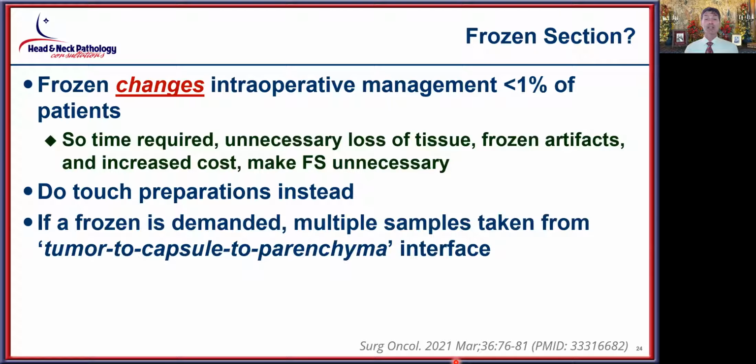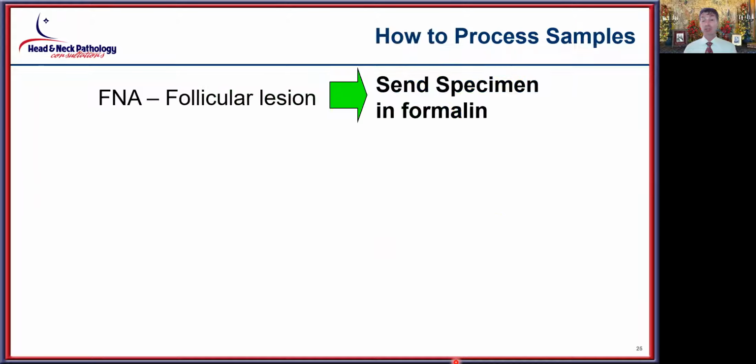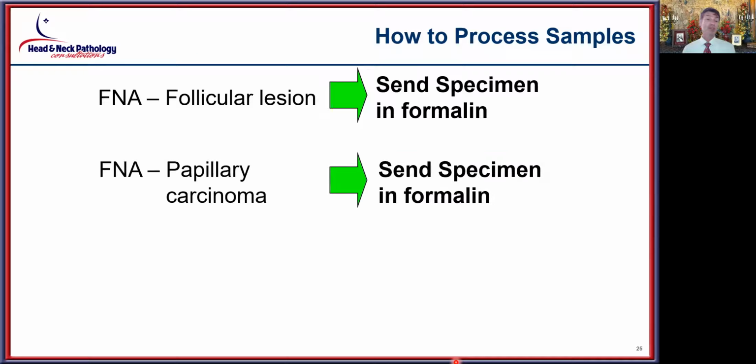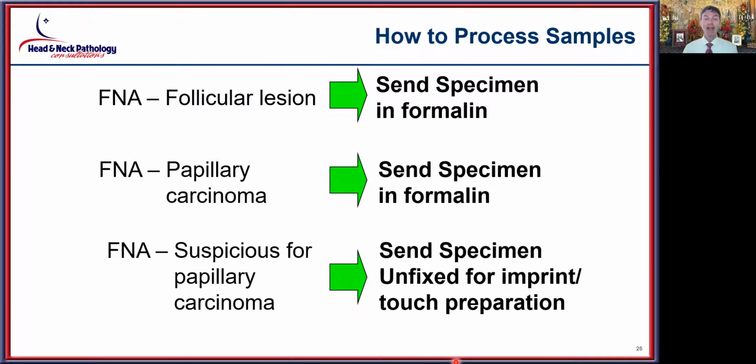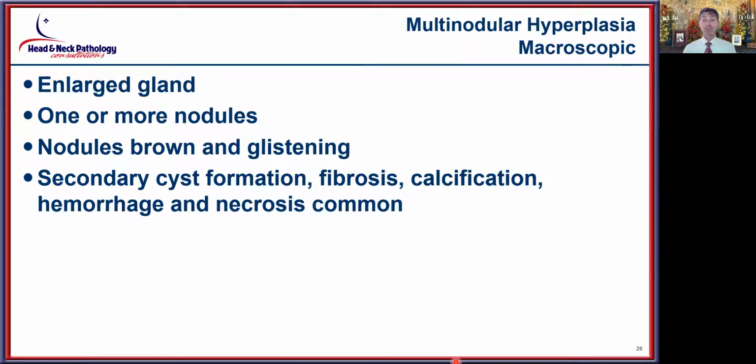As you consider frozen section, and when you think about it for a follicular patterned lesion especially, the tumor to capsule to parenchymal interface is where you really need to focus. And of course, you cannot submit that entire lesion during the time of frozen section, and therefore you're ultimately not going to succeed. So in general, if you have a fine needle that's called a follicular lesion, the specimen should just be sent in formalin. If you have a papillary carcinoma on fine needle, the specimen should be sent in formalin. And of course, if you have an FNA that's suspicious either for papillary or follicular tumor, again, the follicular tumor category is just going to go in formalin, whereas if it's suspicious for papillary, perhaps sending it unfixed to be able to perform touch preparations.